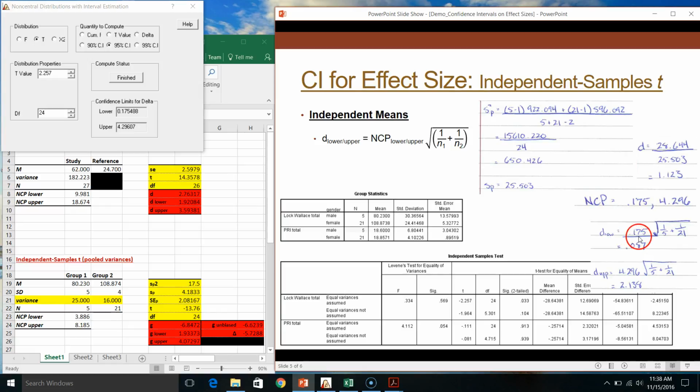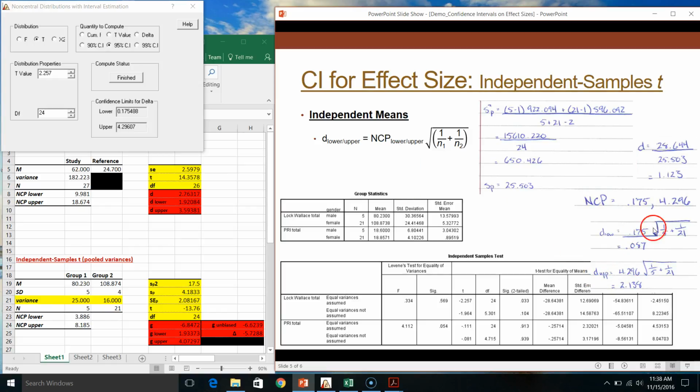So we've got 0.175, which is our lower bound, times the square root of 1 over 5 plus 1 over 21. Make sure you're using sample sizes here and not degrees of freedom. That's easy to get turned around. Multiply that together. Excuse me. Get a lower bound for our effect size of 0.087.